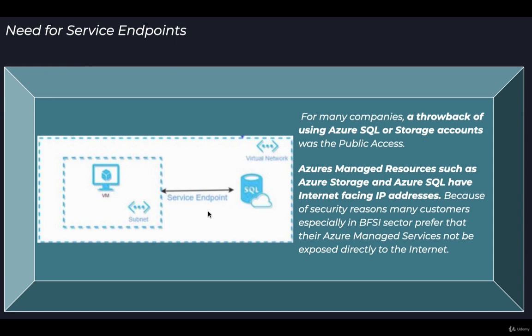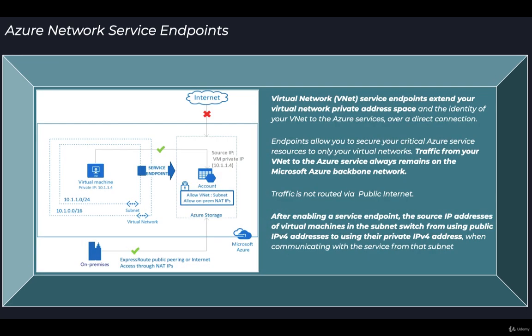We'll dig in a moment into what exactly a service endpoint is. A service endpoint basically extends your virtual network private address space and the identity of your VNet to the various Azure services over a direct connection. One thing we need to understand is that whenever we use the service endpoint, and that is the main reason, traffic from your virtual network, from your VNet to the Azure service, always remains on the Microsoft backbone.